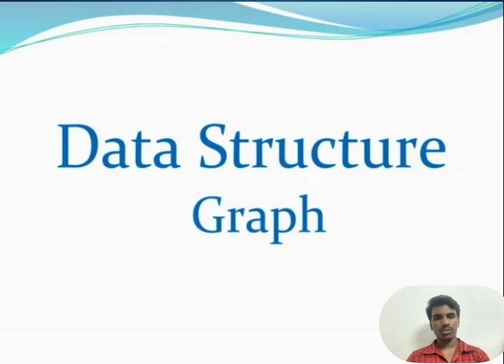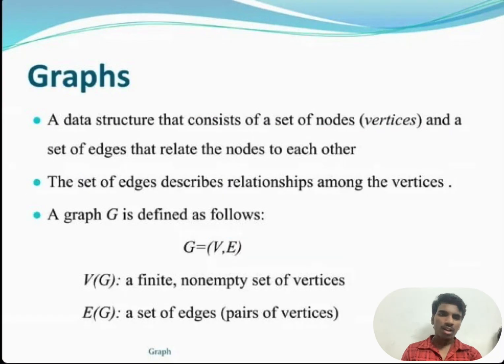I want to discuss graphs in data structures. A graph is a data structure that consists of a set of nodes and a set of edges that relate the nodes to each other, describing the relationship among the vertices. A graph is defined as G = (V, E), where V is a finite non-empty set of vertices and E is a set of edges, or pairs of vertices.